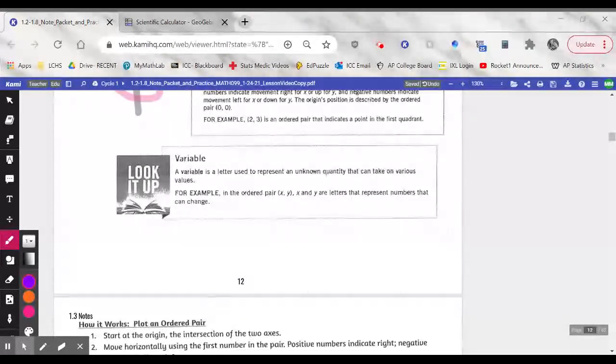So a variable is a letter used to represent an unknown quantity that can take on various values. So for instance, your ordered pair has x and y, which are letters that represent numbers that can change.